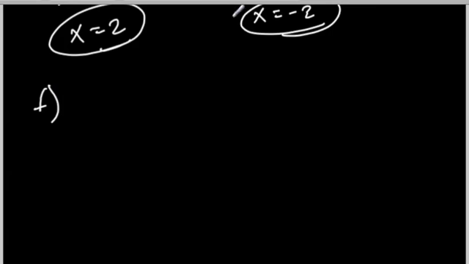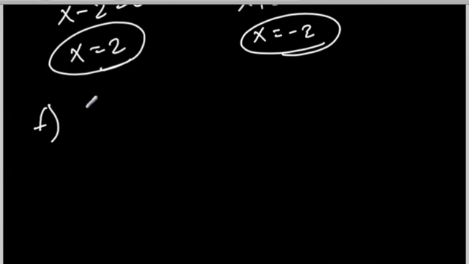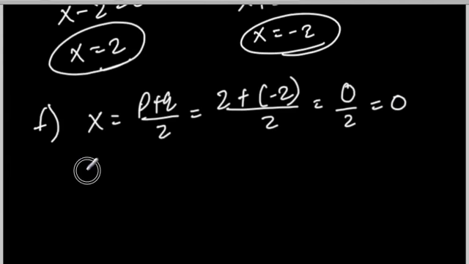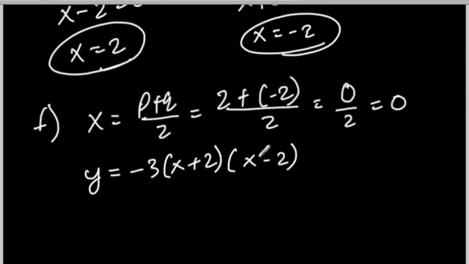F, find the coordinates of the vertex. So remember, the x-coordinate of the vertex is going to be halfway between the x-intercepts. So x equals (p plus q) divided by 2. So it's going to be 2 plus negative 2 divided by 2, which is 0 divided by 2, which is 0. Our equation is negative 3(x plus 2)(x minus 2). And if you want to find the y-coordinate of the vertex, you simply take the x-coordinate, plug it in here, and then solve for it.